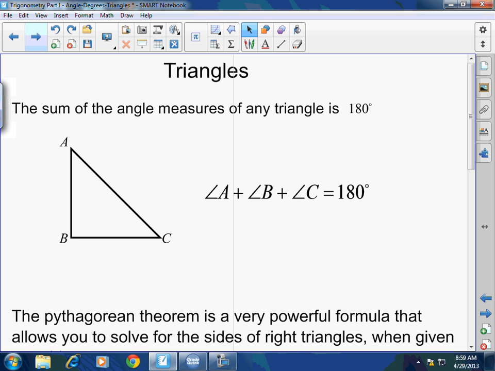Okay, triangles. The sum of the angle measures of any triangle will always equal 180 degrees. Something you really got to memorize. If you have a triangle, there are 180 degrees inside of that triangle, period. There is not one exception. If you have a three-sided figure that has a total angle measure of 179.9999, that is not a triangle, period. Okay? Has to have 180 degrees.